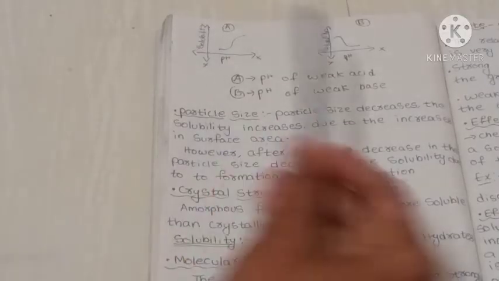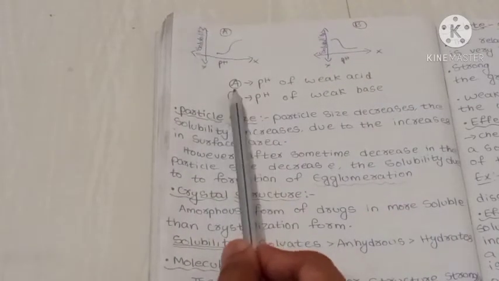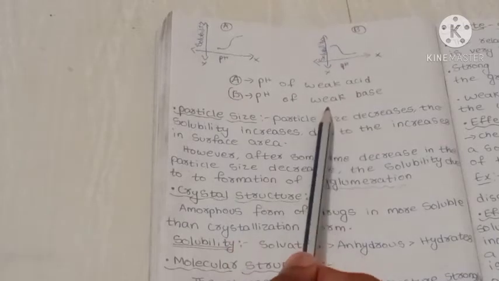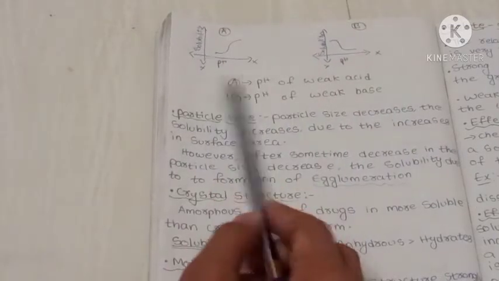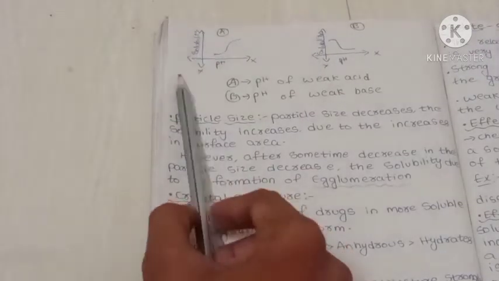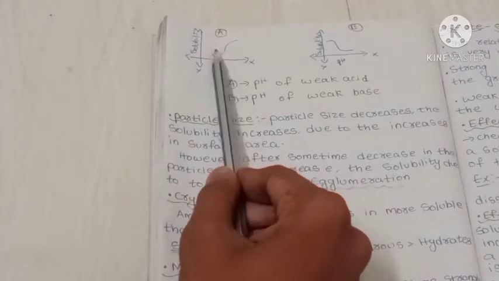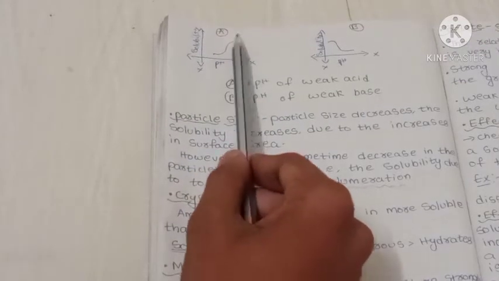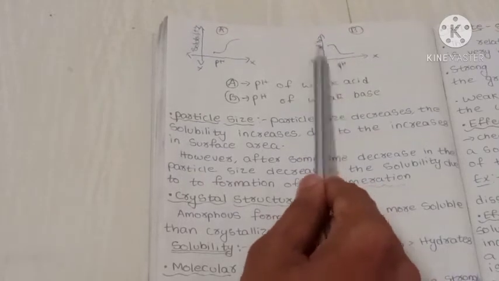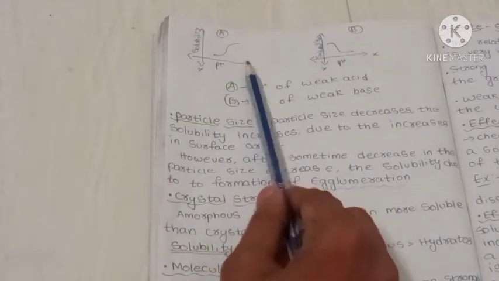Here you can see the two graphs, graph A and graph B, where graph A is pH of weak acid and graph B is pH of weak base. In these graphs, pH is taken on the x-axis and solubility is taken on the y-axis. For weak acid, you can see the solubility increases, whereas for weak base, solubility decreases. Thus, pH plays a major role in the solubility of the drug.